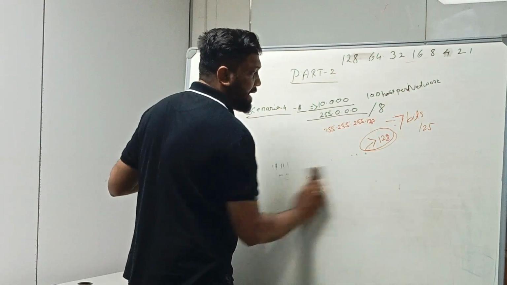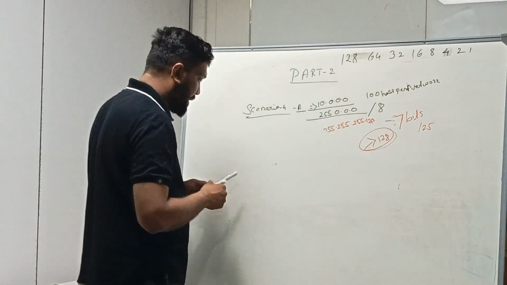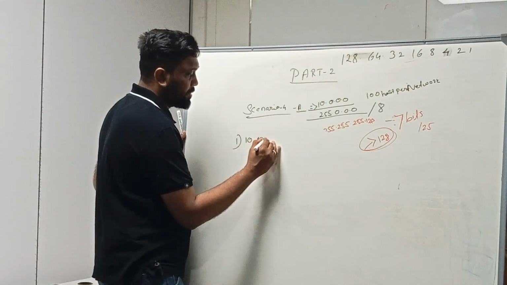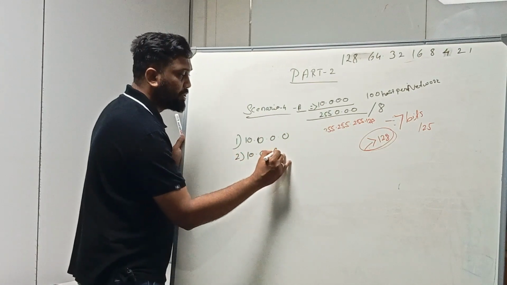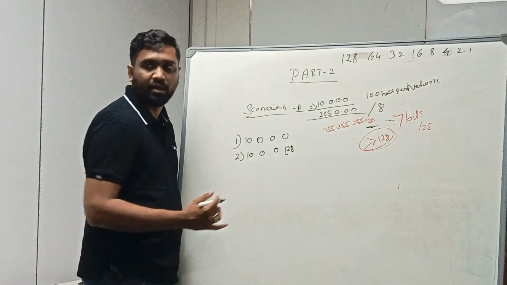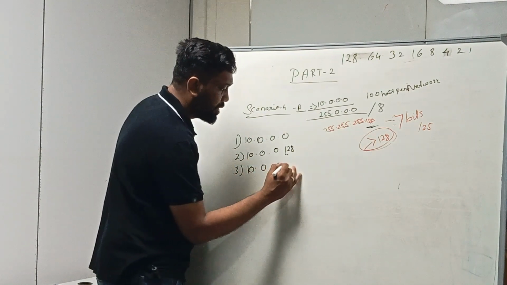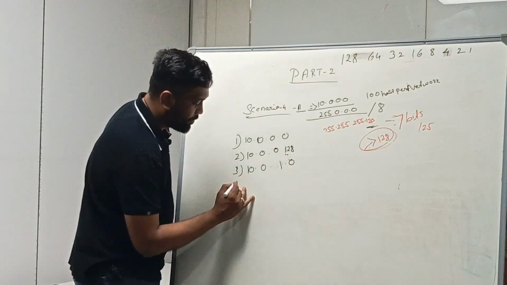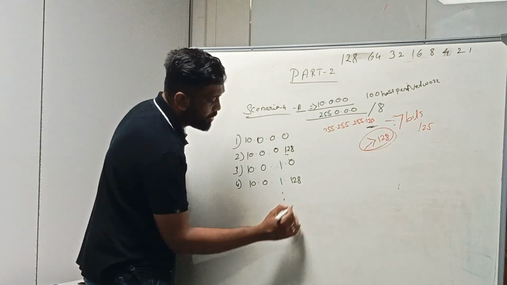This is the third octet, right? The hosts we got are in the fourth octet, so we need to be careful while doing subnetting. Now let us do the first network: 10.0.0.0. Second network: 10.0.0.128. Why? Because the change happens only here, in the last octet. For the third one, 10.0.0.256 would come, so it changes to 10.0.1.0. The fourth one is 10.0.1.128, and it keeps going like that.